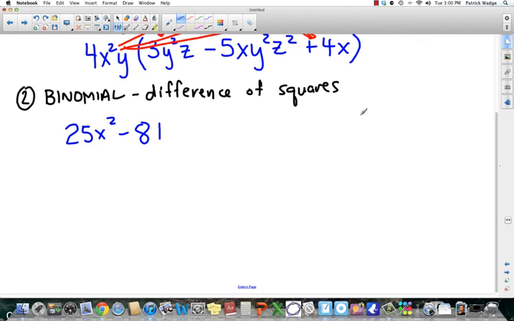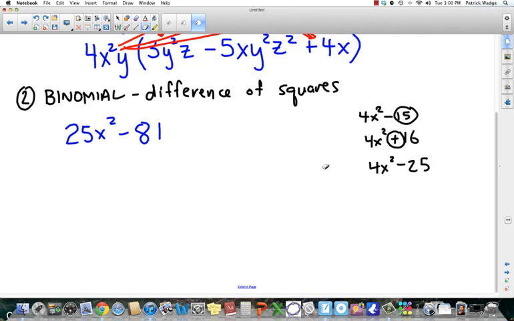So if you had something like 4x squared minus 15, this is not a binomial that you can do difference of squares in because this is not a perfect square. If you had 4x squared plus 16, this is not a binomial that you can do difference of squares because you have a plus here. But if you had 4x squared minus, let's make it 25, you could do this one, because this is a perfect square, and this is a perfect square, and there's a minus in between, okay? That's what is necessary in order to factor a binomial.